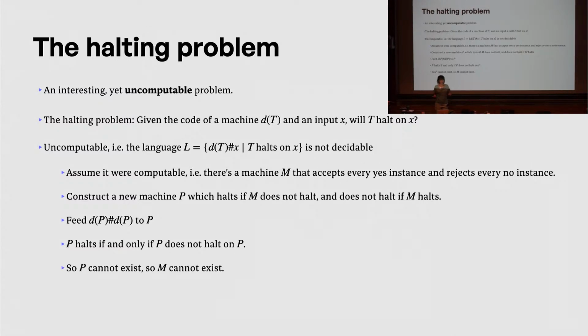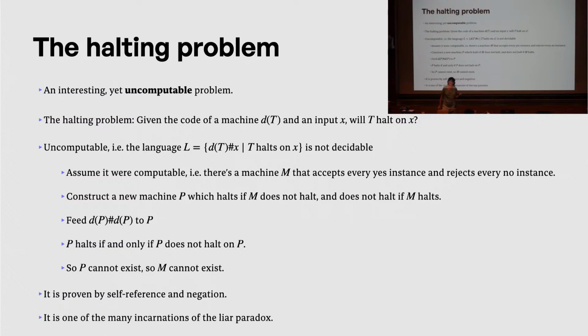You don't want to accept that contradiction, so you conclude that p cannot exist, and therefore m cannot exist because their existence was tied together. If one exists, the other exists as well, and vice versa. Okay, so what has happened here is a proof by self-reference and negation. In other words, that's the liar paradox. Okay? This is essentially saying, I'm a liar.